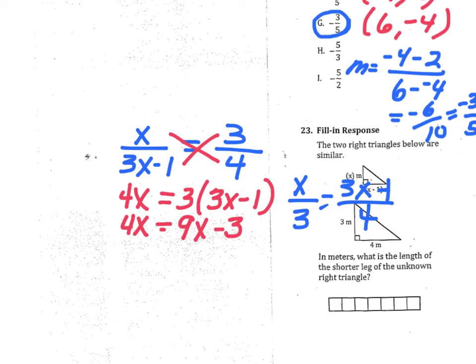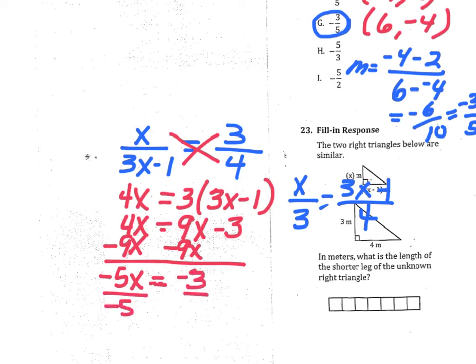All right, now I'm going to move the 9x over so I get the x's together. You could have chosen to move the 4x either way. So now I've got a negative because I didn't pick the smaller one, but that's okay. -5x is equal to -3, and divide both sides by -5. And so what I've got here is x is equal to a negative divided by a negative, which is positive, so that's 3/5. Now I can grid in 3/5.